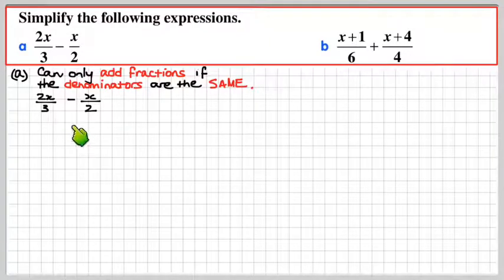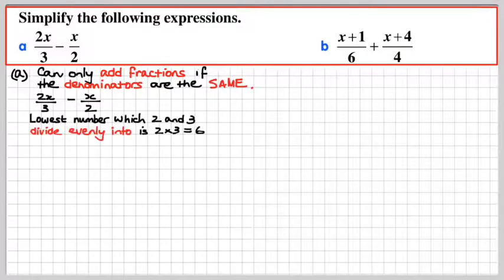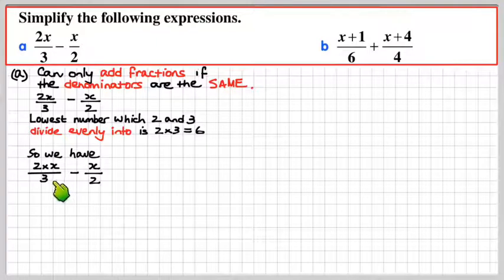Now, we've got to find what's called the lowest common multiple of 3 and 2, which means the lowest number that both of them will divide evenly into. That's an easy one to work out with 3 and 2 because they're both prime numbers, and therefore we know that 3 times 2 is 6, and that's going to be the lowest common multiple of 3 and 2. So that's the number we're going to use for the denominator. Right, so we've got that. Now, you have to make both of those denominators into 6.